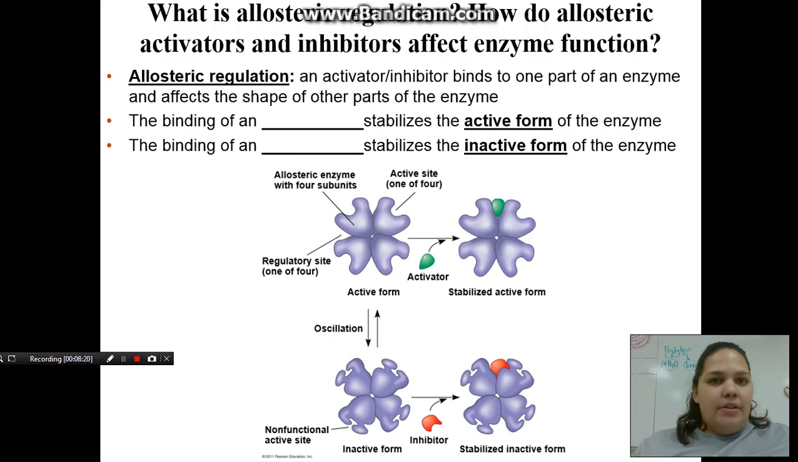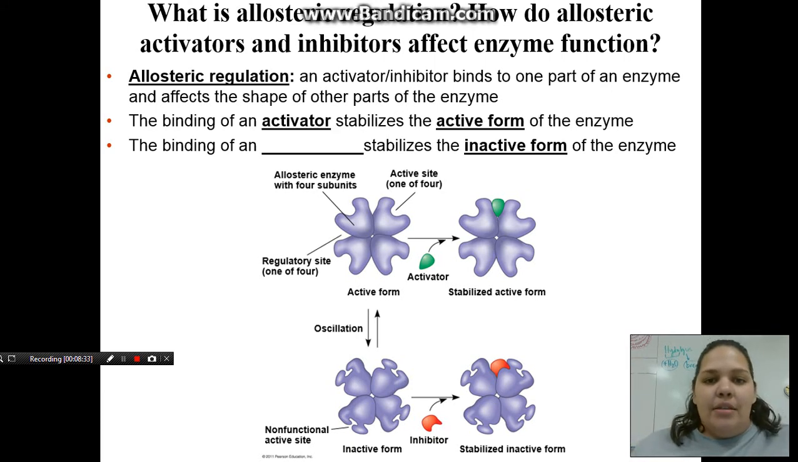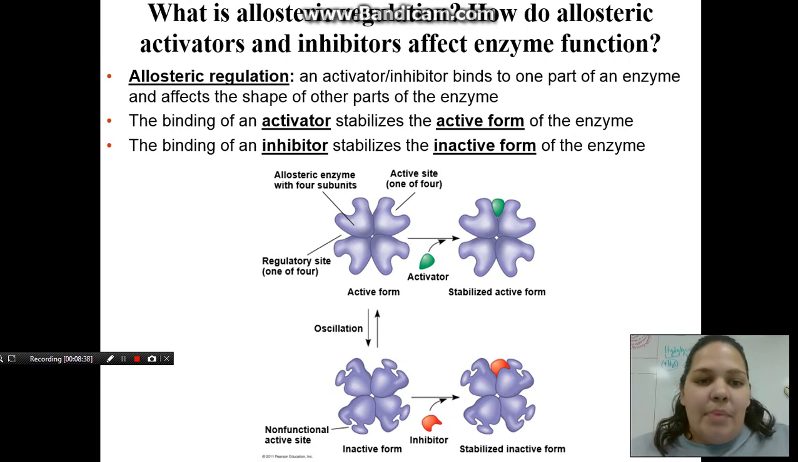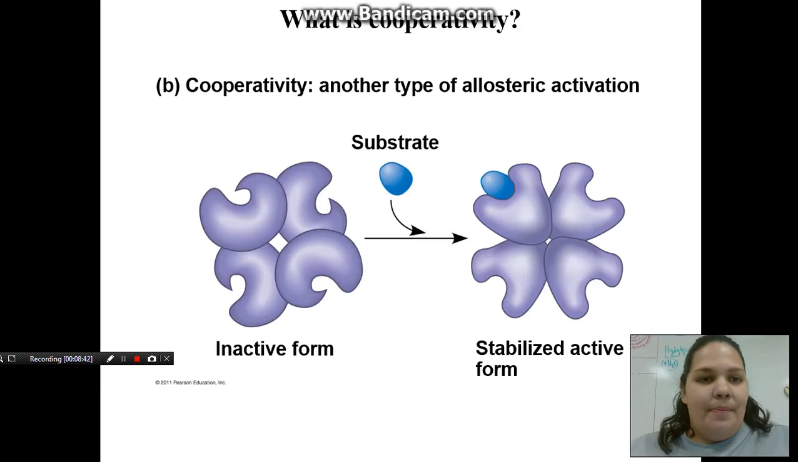So what is allosteric regulation and how does it affect enzyme function? Well, allosteric regulation is when an activator or inhibitor binds to one part of an enzyme and affects the shape of other parts of the enzyme. The binding of an activator stabilizes the active form of the enzyme. The binding of an inhibitor stabilizes the inactive form of the enzyme.